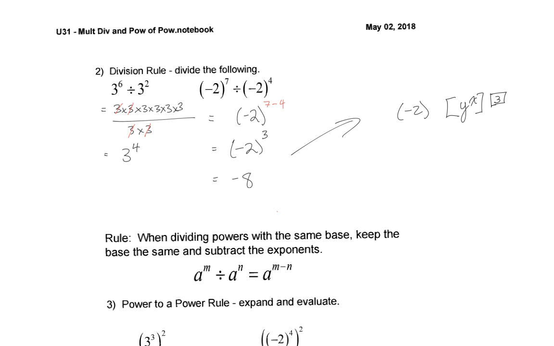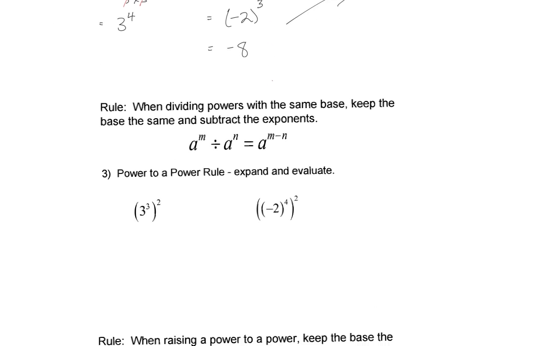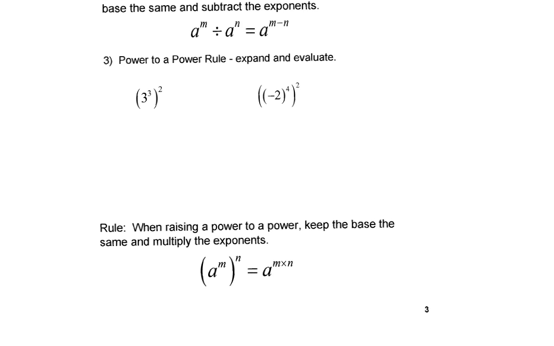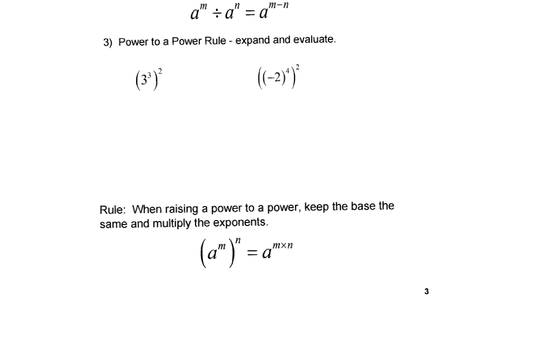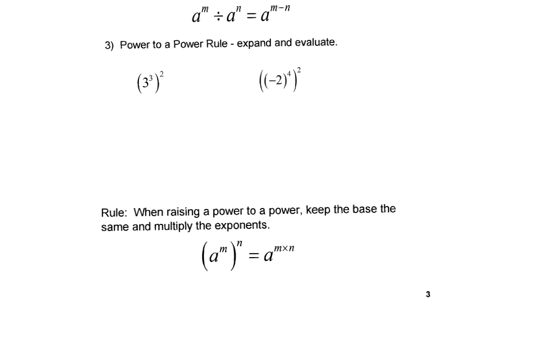Now let's take a look at the power of a power rule. Let's take a look at 3 cubed all squared. So let's write this as what we know. We know that when we were doing our math from before, anything squared meant we basically repeated it. So 3 cubed is the same as this.